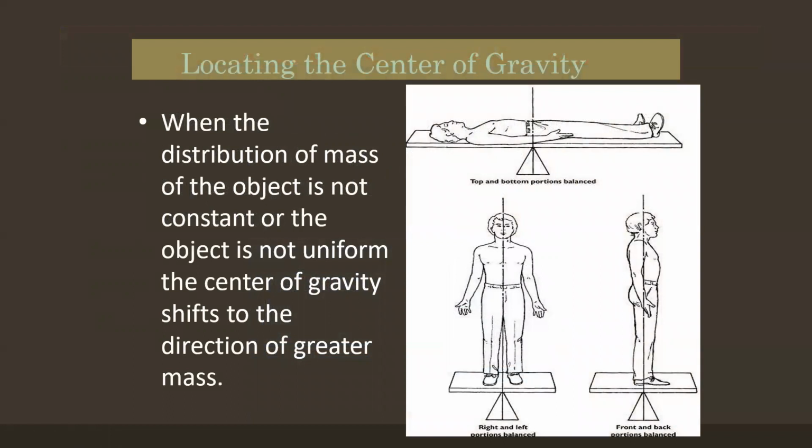Locating the center of gravity. When the distribution of the mass of the object is not constant or the object is not uniform, the center of gravity shifts in the direction of greatest mass. This is the top and bottom projection balance. This is the right and left projection balance, middle sides. And this is the front and back side. So this is the center.